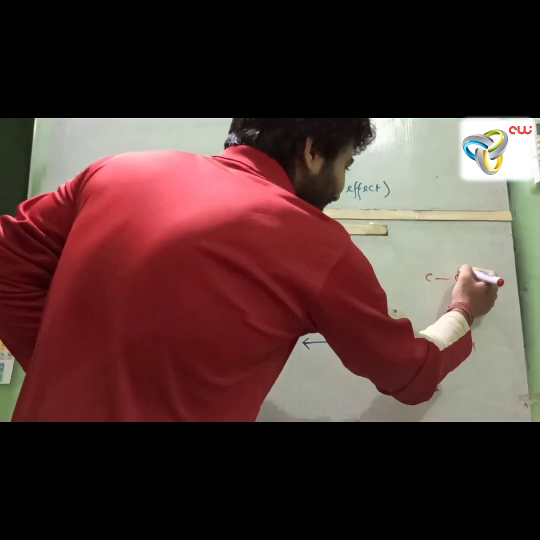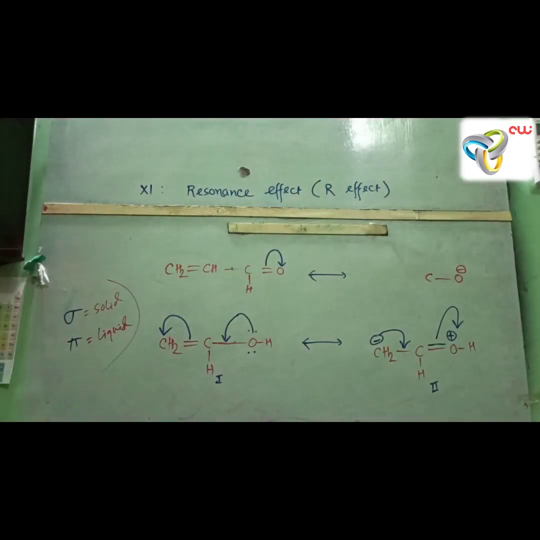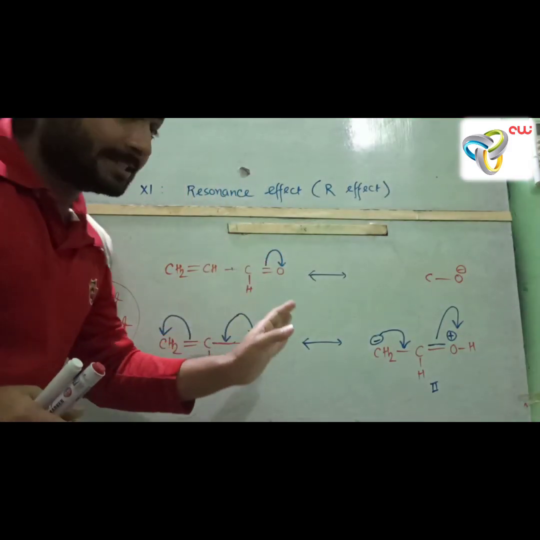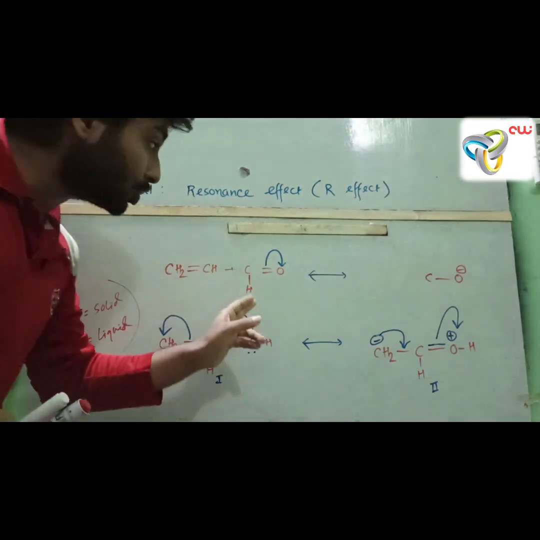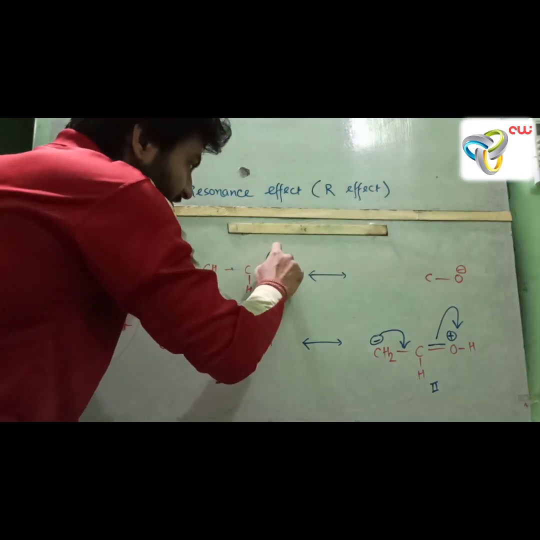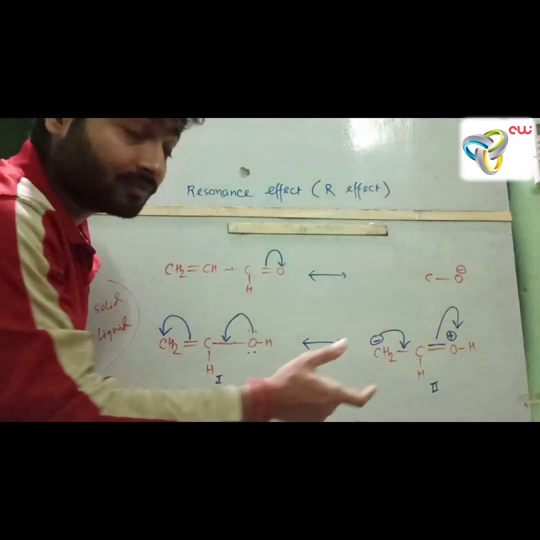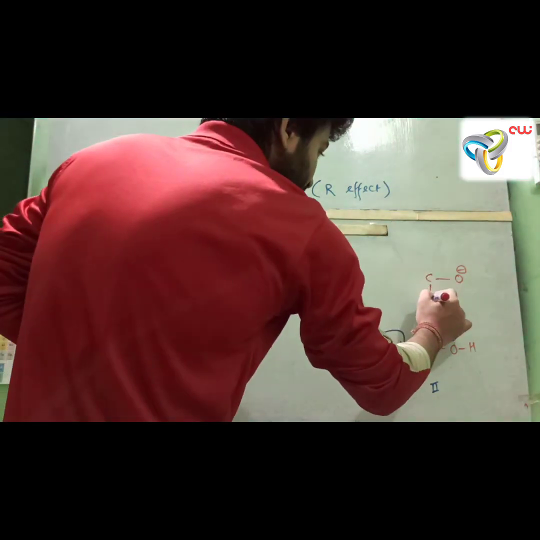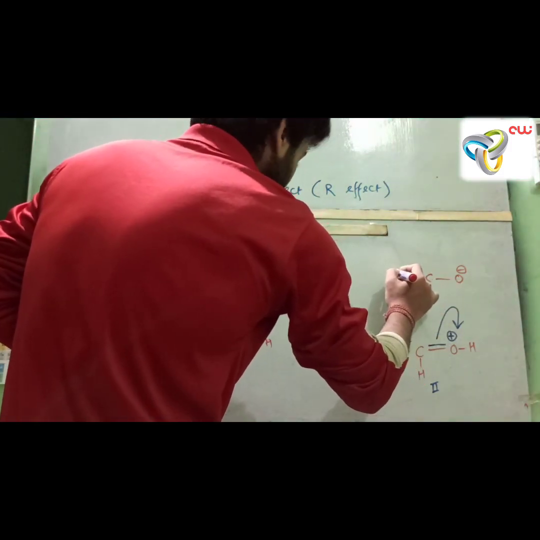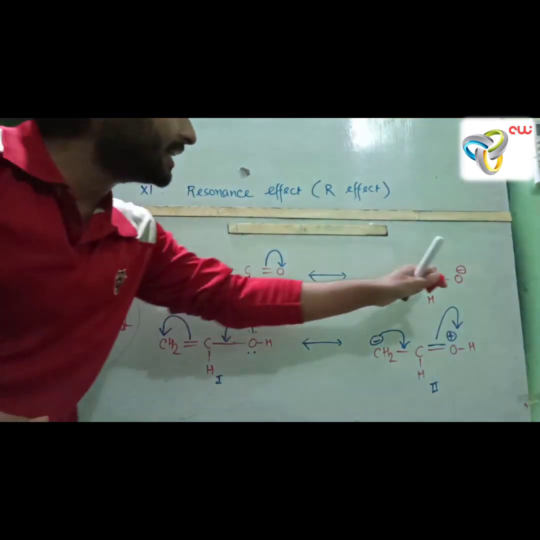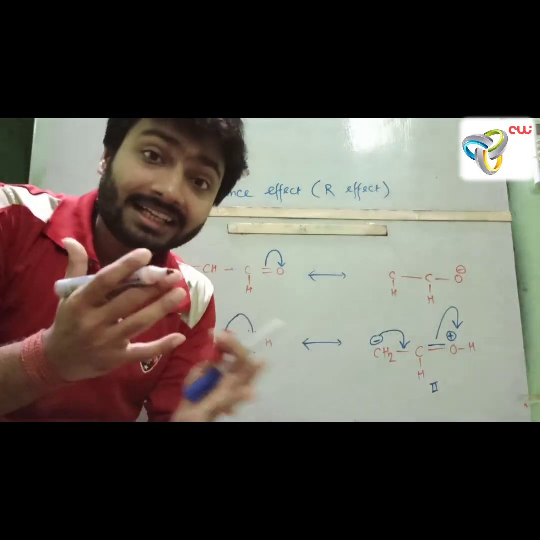Then oxygen will get the negative charge, because one pi bond means 2 electrons, and 2 electrons mean 1 negative charge. Now this electron will shift to the oxygen atom, so oxygen will get the negative charge, and the carbon is losing its electron density. So it becomes electron deficient.